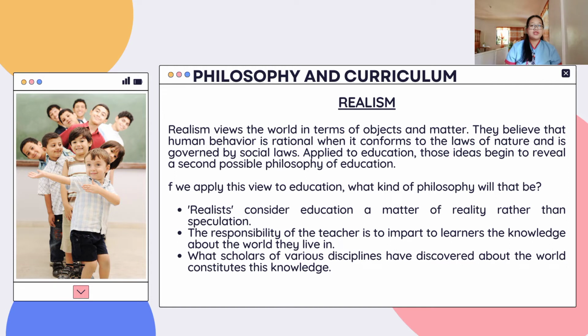Next, we have realism. Realism views the world in terms of object and matter. They believe that human behavior is rational when it conforms to the laws of nature and is governed by social laws. When applied to education, those ideas begin to reveal a second possible philosophy of education. What kind of philosophy will that be? Realists consider education a matter of reality rather than speculation. For application, the paramount responsibility of the teacher then is to impart to learners the knowledge about the world they live in. What scholars of various disciplines have discovered about the world constitutes the knowledge.